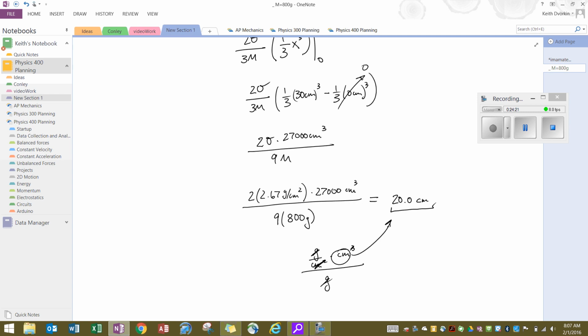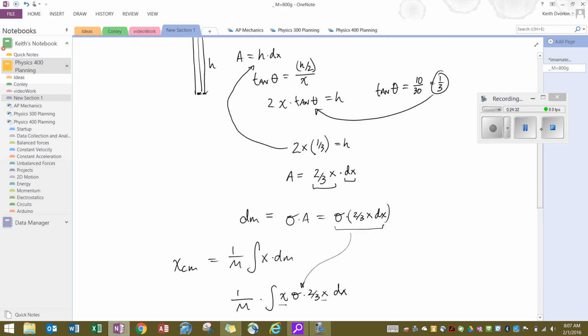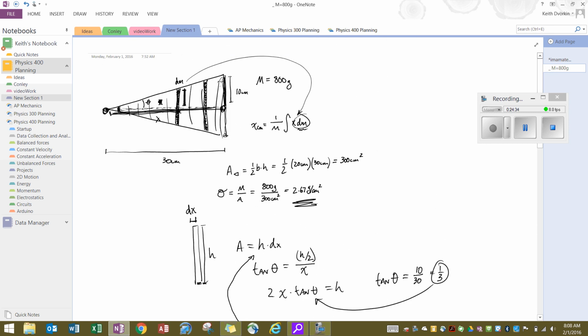It's not a guarantee, but it's definitely a way to find a mistake if you made one, by doing some dimensional analysis here. So this says that the center of mass is located at 20 centimeters. If we go back up to this thing, 30 centimeters, 20 centimeters in, it ends up about 2/3 of the way down from the tip of this triangle.